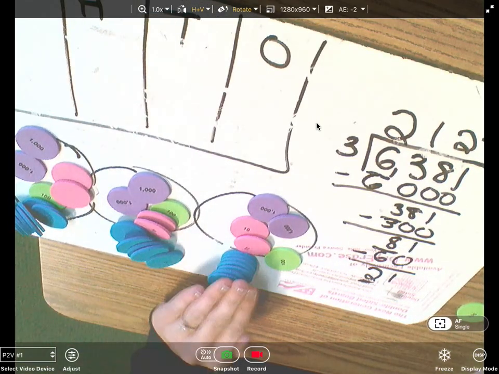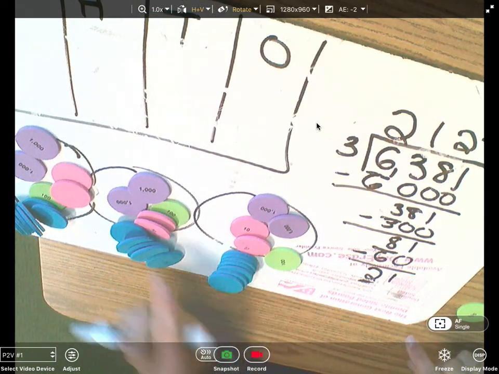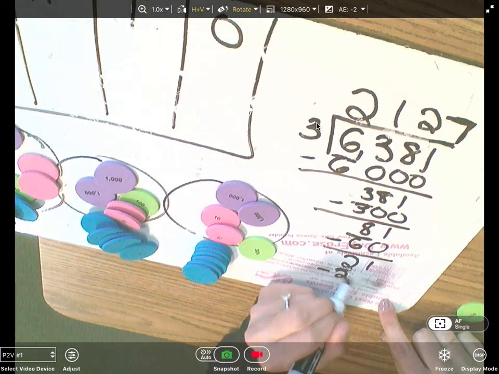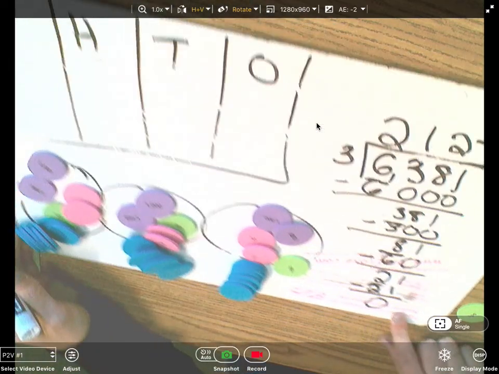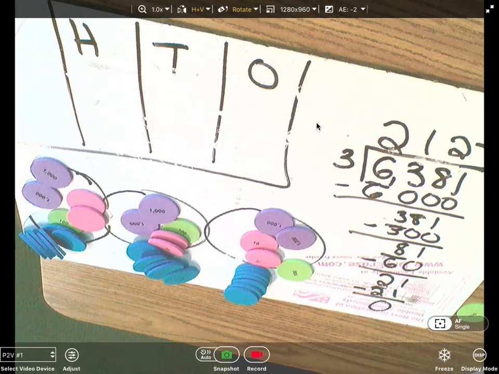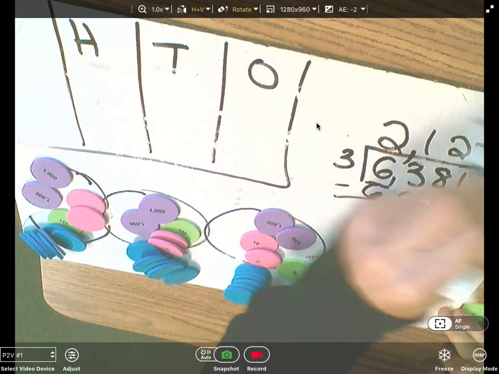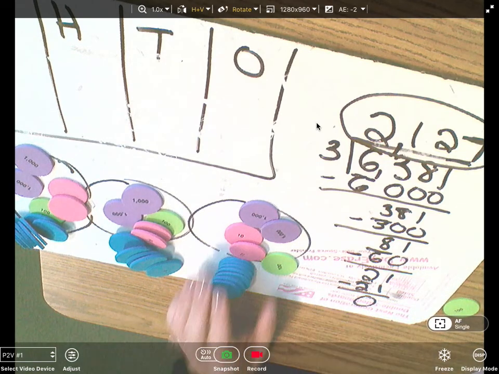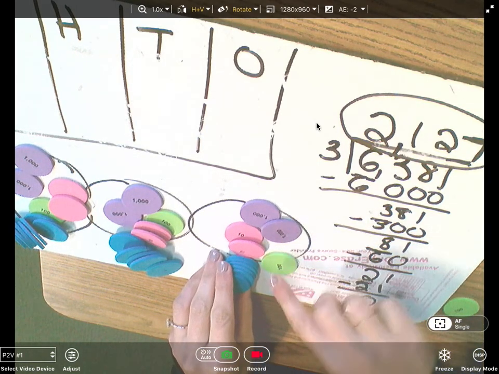Everybody got 7 ones. And look, if I've given 3 groups 7 ones, 3 times my 7 ones means I've given away a total of 21 ones, and I have nothing left. I'm done. My place value chart is empty. I have no remainders. So my answer means that everybody, my quotient, is everybody has gotten 2,127.